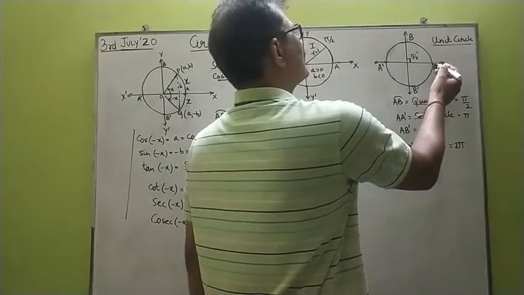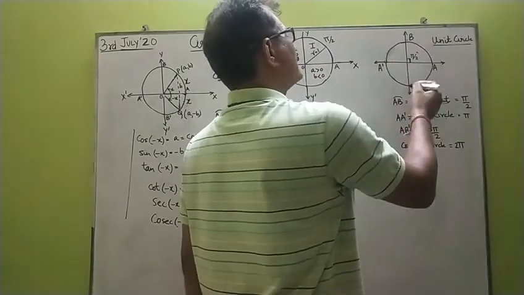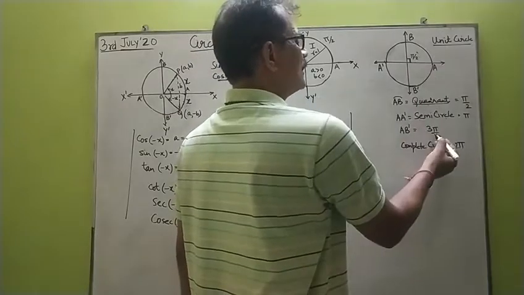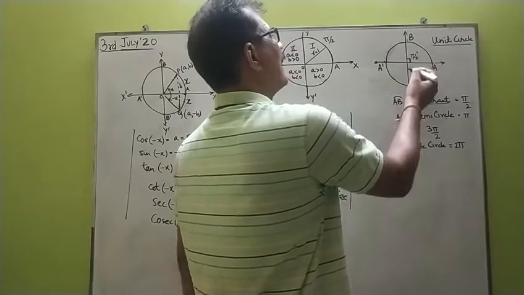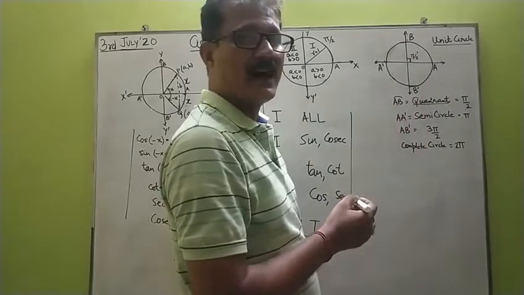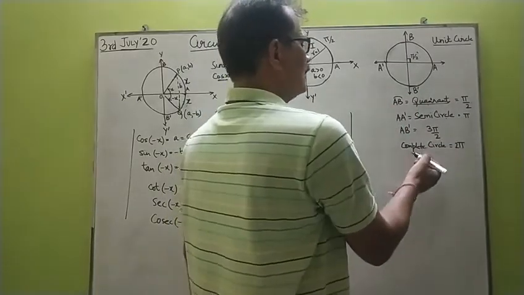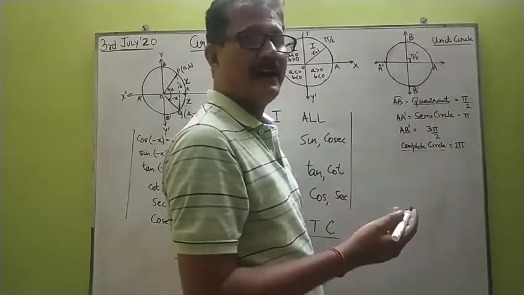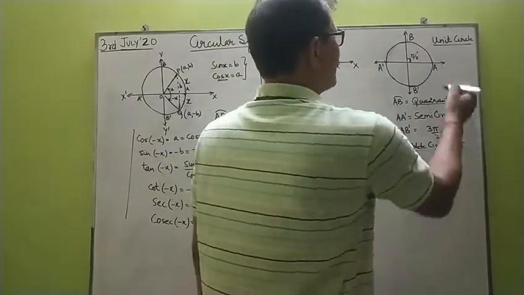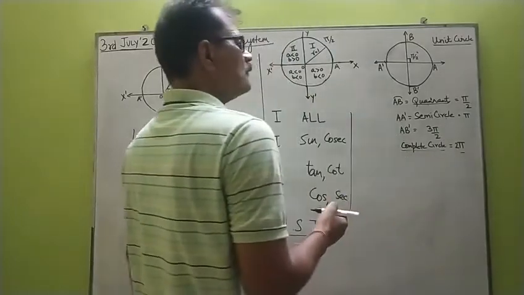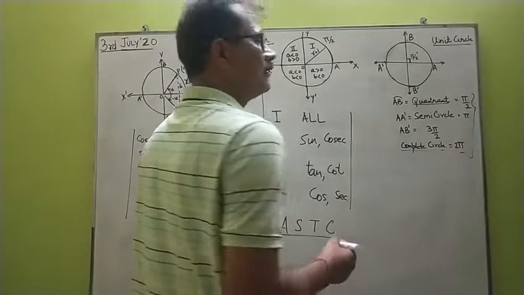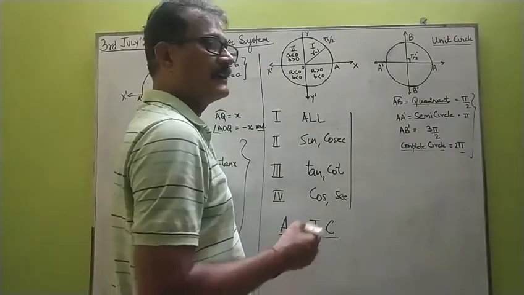Same way, when it starts from A and rotates anticlockwise and reaches point B dash, the arc length will become 3 pi by 2. So the angle at the center subtended by this arc will also be 3 pi by 2 radians. And when it completes the circle, the circumference of the complete circle is 2 pi r, r being 1, so that becomes 2 pi. Is that clear? So at these points also we can find the values of sine, cos and tan.